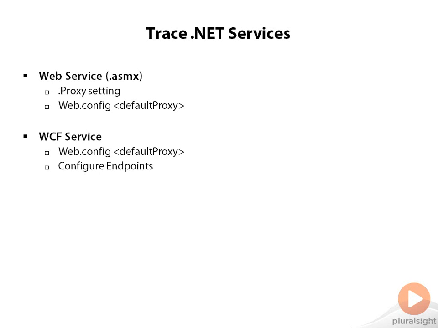And in the case of a WCF service, we can use the web config again, or we could configure the particular endpoints. So again, by default, these are typically not sent through Fiddler, so we can't see the requests even though they use HTTP. So we're going to show how to set these settings so that we can direct this traffic through Fiddler so we can analyze it like we do other HTTP traffic.